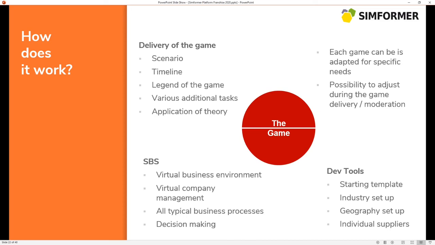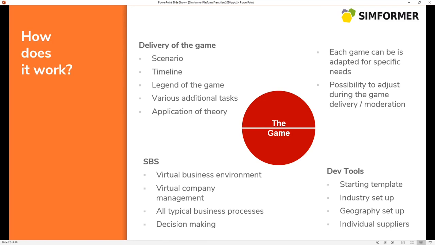But we also have to remember that the upper part of the game is something that is happening in the head of the participant. Depending on how the game is delivered and facilitated, depending on the scenario, timeline, legend of the game, various additional tasks, as well as application of theory, and how those tasks are given, is also an important moment of how a specific experience is being created.